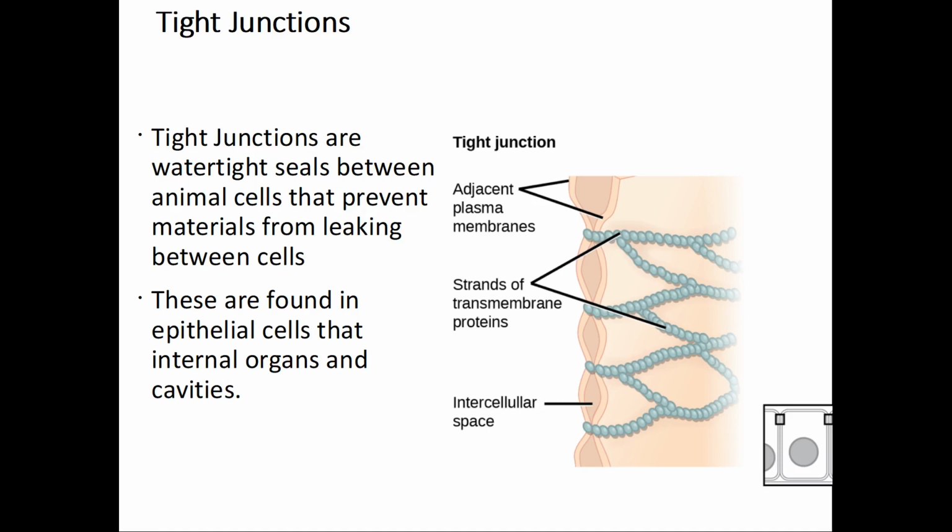All right, we have tight junctions. We're looking at animal cells now. These are watertight seals that form between two adjacent animal cells. Think about a seal you might have in a candy bar wrapper. It prevents water or other fluids from getting in between these cells. They're found in epithelial cells and internal organs and organ cavities. They prevent things like blood and other fluids from moving from one compartment to another compartment.